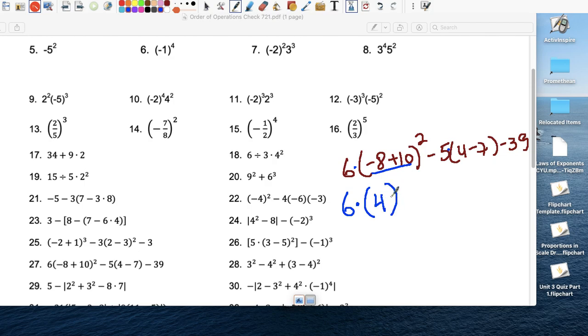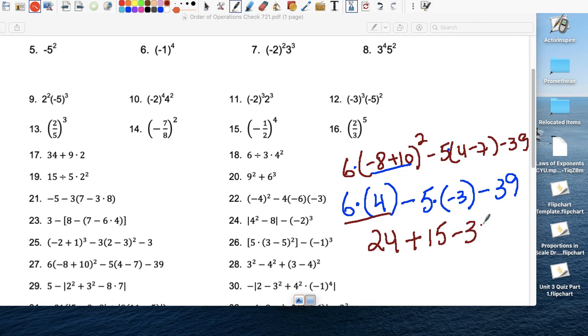And I can leave it in parentheses just because it's positive. Doesn't mean I can't use parentheses. Minus 5 times, what's 4 minus 7? Negative 3. And then minus 39. All right, order of operations. I'm going to take care of this, which is 24. Now, I know it says minus 5 times negative 3, but if you think about it, it's actually negative 5 times negative 3, which is going to give us positive 15. Minus 39. 24 plus 15 is 39, and then 39 minus 39, this looks like a big 0.